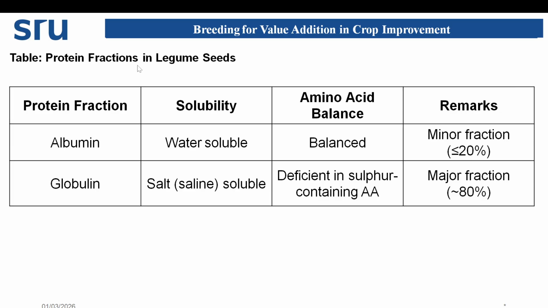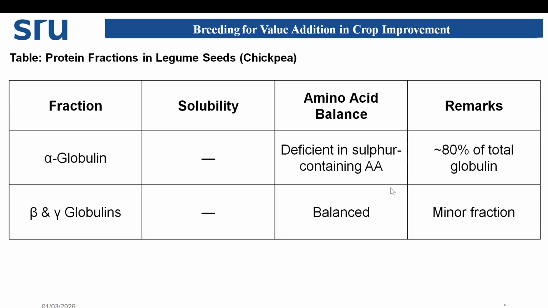Protein fractions in legume seeds: albumin, water soluble, has a balanced amino acid composition and is a minor fraction, less than 20%. Globulin, salt soluble, is deficient in sulfur containing amino acids and is the major fraction, almost 80%. Then alpha globulin, deficient in sulfur containing amino acids, is 80% of the total globulin, and beta and gamma globulins are the minor fraction.